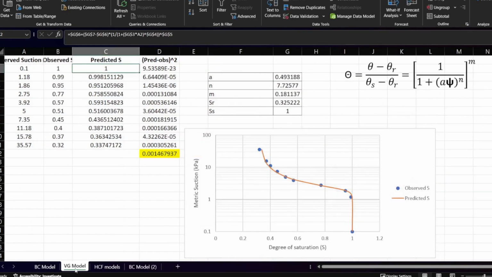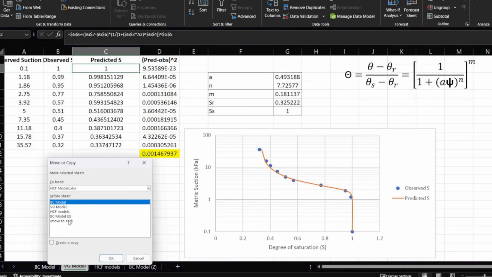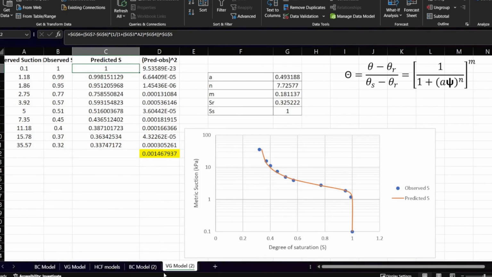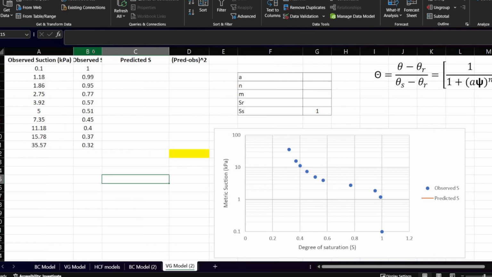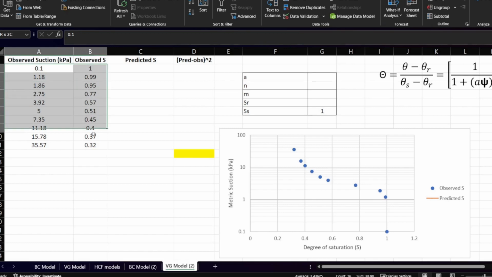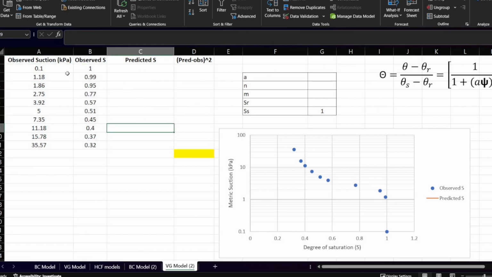We'll again switch to the Excel sheet, and we will just make a duplicate of this one. Here I've written the equation for the Van Genuchten model: capital theta is equal to theta minus theta r upon theta s minus theta r, equal to 1 upon 1 plus a psi to the power n, to the whole power m. Here are the observations from the laboratory, that is observed suction and the observed value of saturation, and we need to fit the Van Genuchten model to this data.